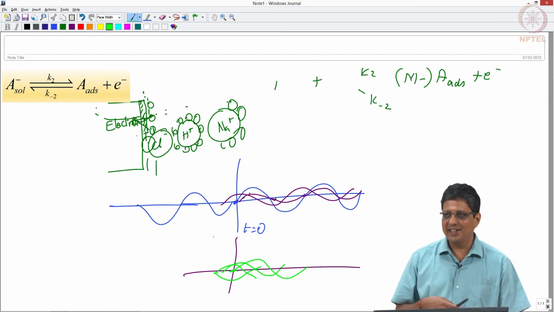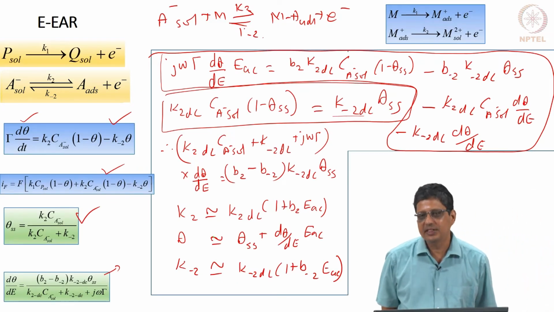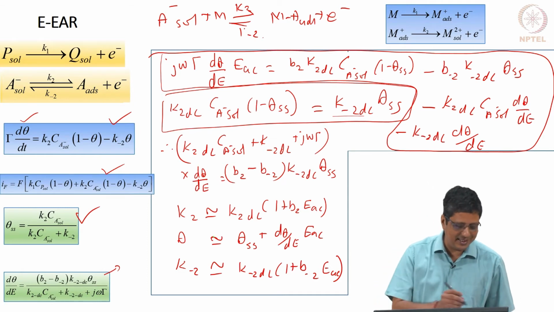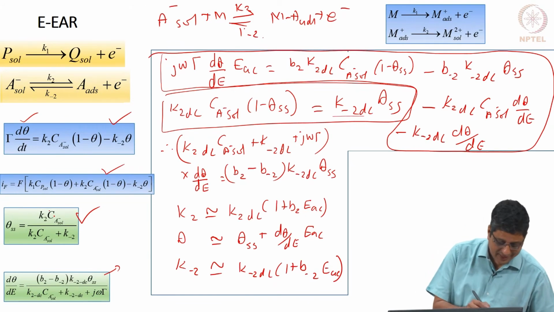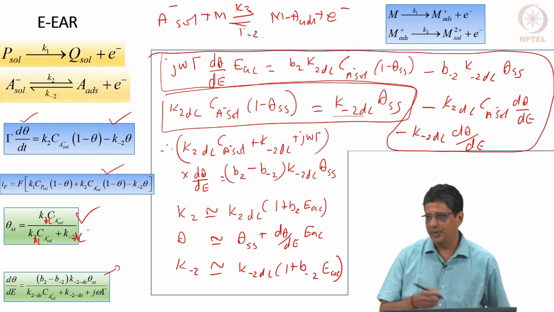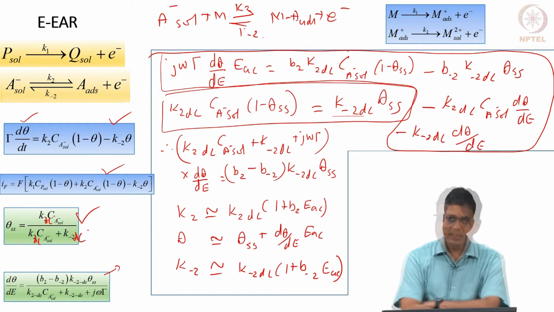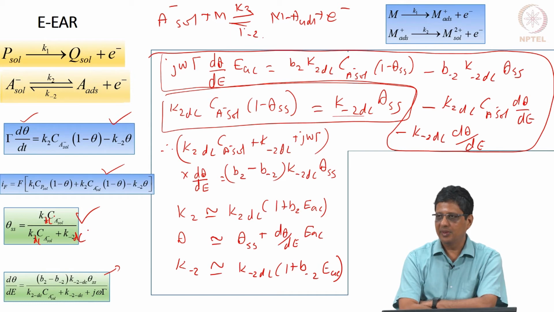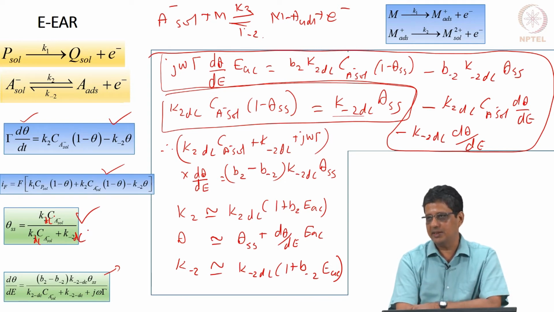So, what else can we write it on? Theta SS is an intermediate variable for us. It has some physical meaning. Theta SS is written in terms of K1 DC, K2 DC, K minus 2 DC here, and in terms of CA minus solution. Theta SS here is dependent on K2 and K minus 2 only, right? K2, K minus 2 and CA minus solution. Yes. This is in this particular example. Another example, another mechanism, it is going to depend on certain variables, depends on what the mechanism is.